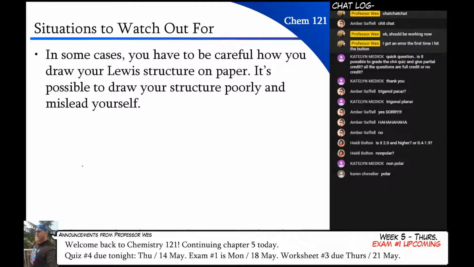All right. Now, if you draw your Lewis structure poorly, you can actually get the wrong answer. For instance, drawing the SO3, if I drew it like this, then my arrows wouldn't cancel out and I'd get the wrong answer. So it's very important that we use what we talked about with geometry to draw the correct Lewis structure.